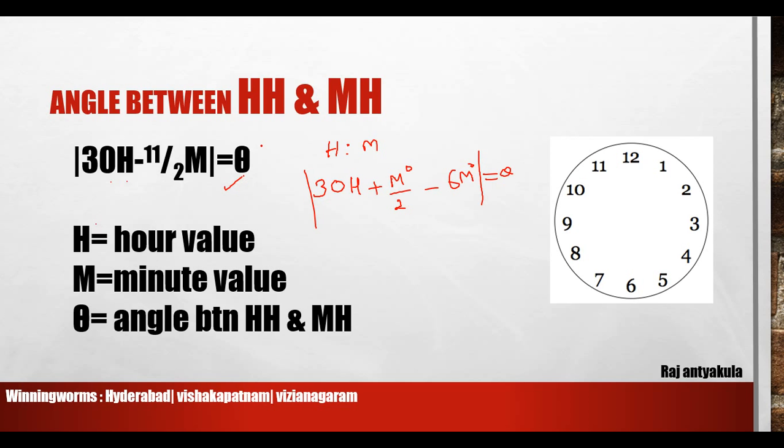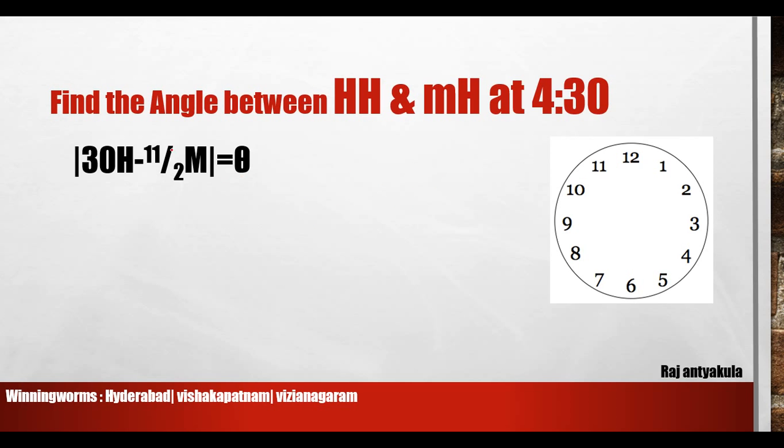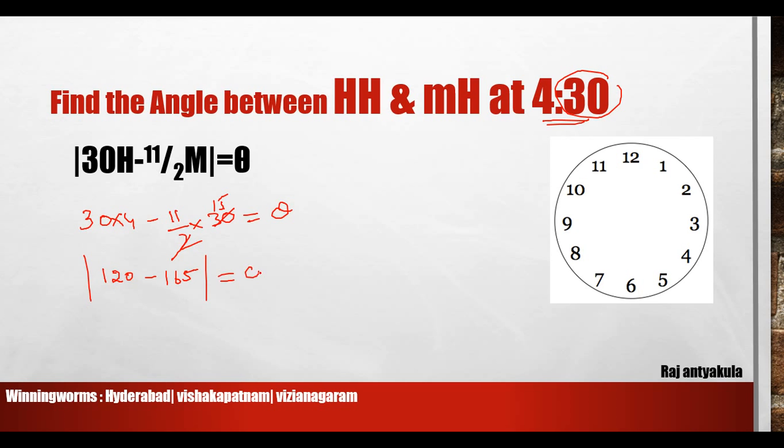Okay. Let us do a few problems. Find the angle between the hour hand and minute hand at 4:30. What is the h value here? h is given as 4. So 30 into 4 minus 11 by 2 into, what is the value of m given? 30, into 30 equals theta. On simplification, we get 120 minus 2 ones, 2 15s. 11 15s how much? 165. We have to keep this in modulus because theta is always positive. So it equals 45 degrees.